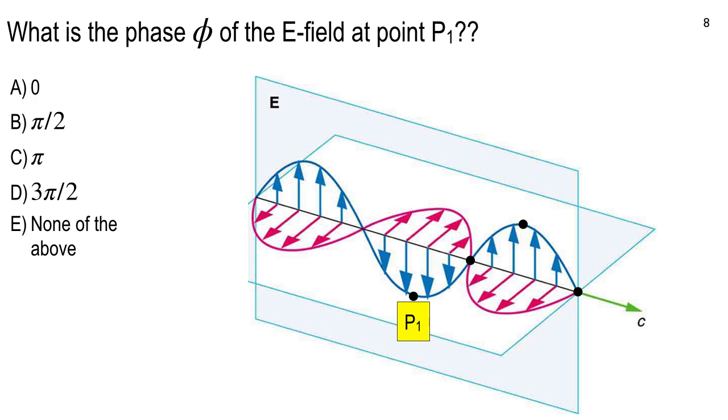All right, next question, multiple choice again. What is the phase phi of the E field at point P1? All right. Good, that's what I got here. Actually, I think it should be up to 74 now because one student came in.